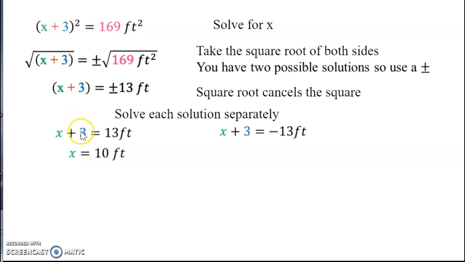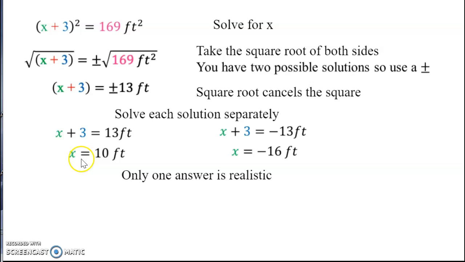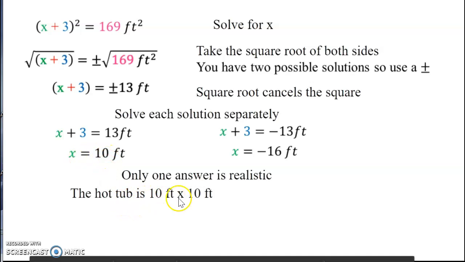Then bringing 3 to the other side by subtracting 3 from both sides, you have X is equal to 10 feet, or X is equal to negative 16 feet. Since we cannot have a negative number as the length, we disregard the negative 16, and the only valid answer is that X is 10 feet. So the hot tub is 10 foot by 10 foot. Those are the dimensions.